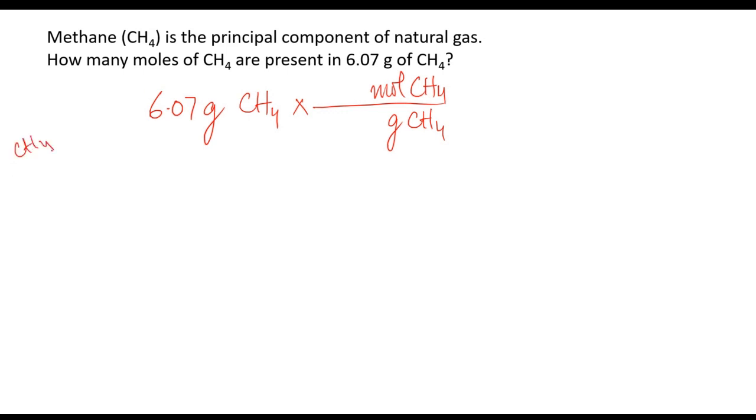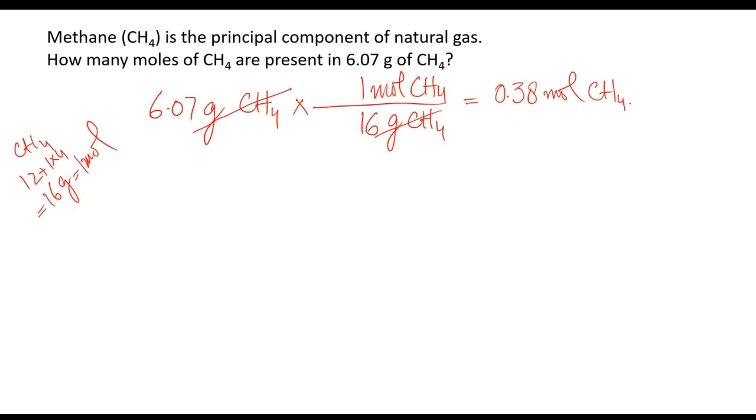So when you change gram to mole, you will use molar mass. What is the molar mass of methane? 16. Very good. 16 gram is equal to 1 mole. So 1 goes with mole and 16 with gram. Gram of methane cancels. When you use the calculator, it is 0.379, so we can write 0.38 mole of methane.